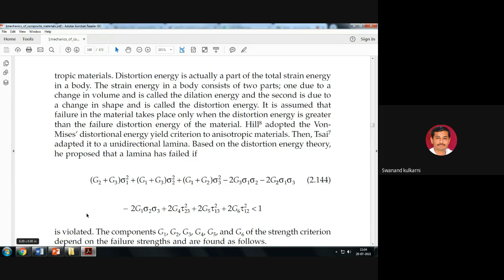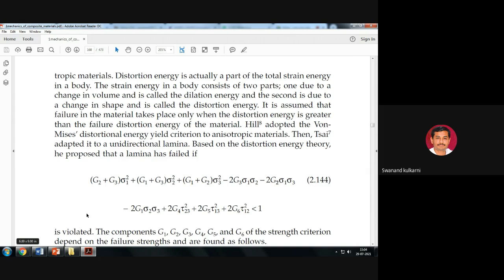One is due to change in volume, which is called the dilation energy. Is it okay? See the concept. Whenever there is a change in volume, because we know the bulk modulus, change in volume to the original volume, that particular concept we use while calculating the elastic constants. So bulk modulus is one of the elastic constants which comes with the change in volume. Is it okay? So the change in volume to the original volume, that ratio gives the bulk modulus. Is it okay? So here the strain energy in the body consists of two parts.